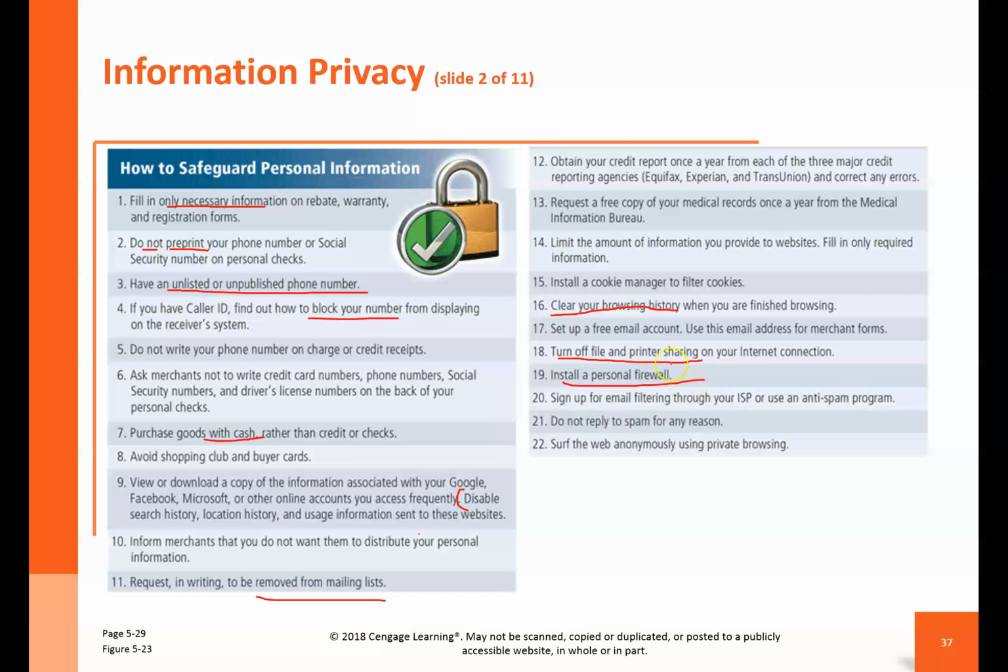And sign up for email filtering. If your ISP has an email filtering service, do use it, because we always have a lot of emails on the internet spoofing us to provide information. If you can extract all those emails and dump them, that would be very good for safeguarding your information from being leaked out. And also report any spam to your ISP or IT department as soon as possible.